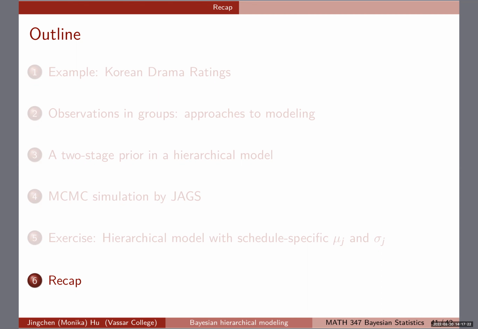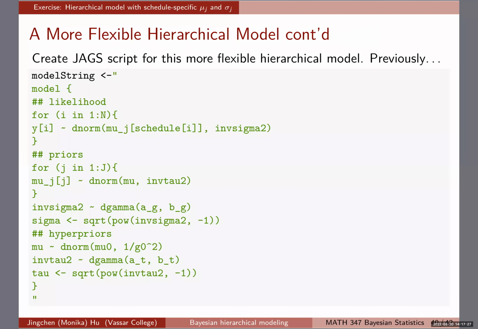Can we go back to the code? Yeah. Sorry, just how do we edit the inverse sigma 2 line? We're putting that in the loop, and then how are we changing it?